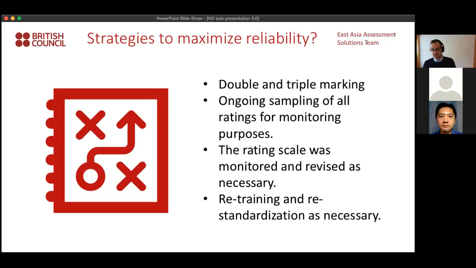Raters were divided into 6 teams of 3, and all recordings were triple or more marked, and some were marked by the whole cohort. Our monitoring system sampled every rating for many-facet Rasch analysis. This process continued throughout the project, allowing us to highlight problem areas to raters to help them improve. The scale's performance was monitored and revised as necessary. The raters were also retrained and re-standardized whenever it was deemed necessary to do so.